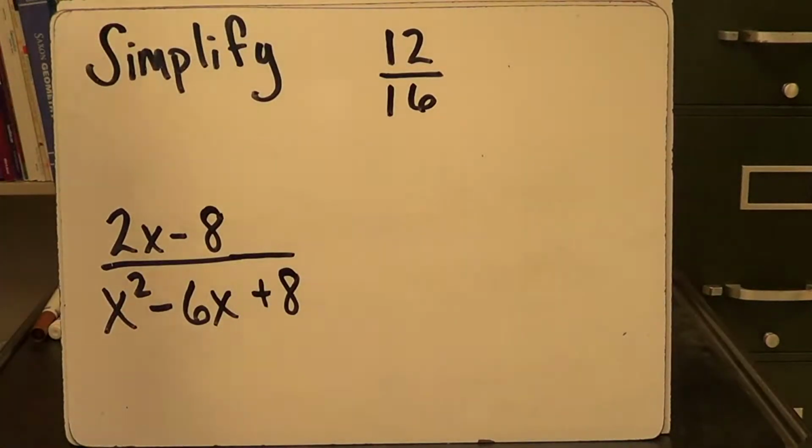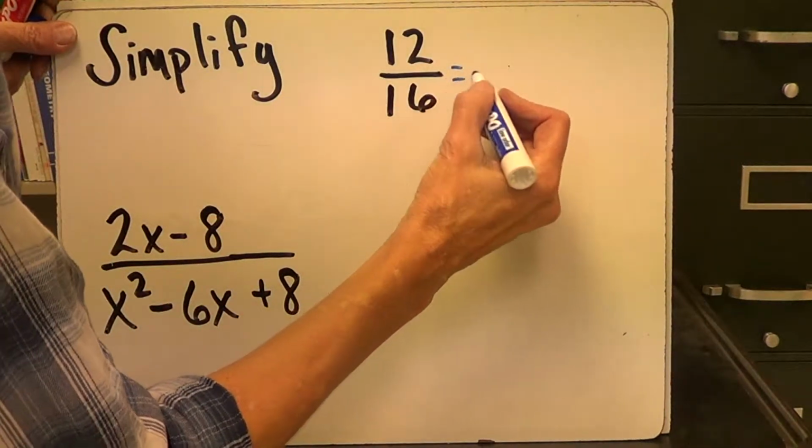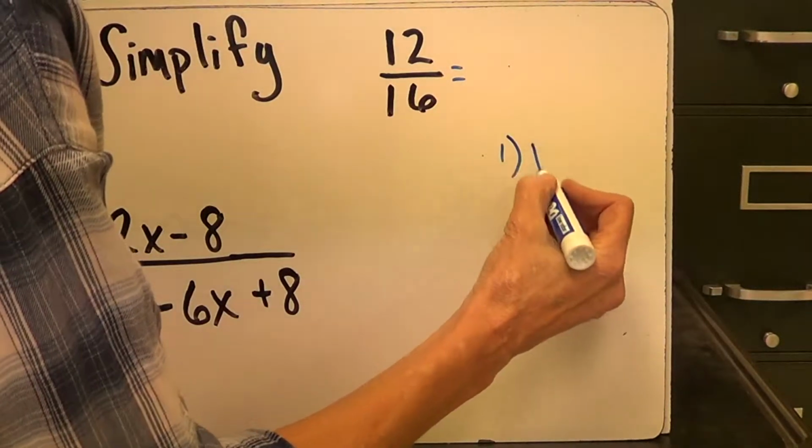First off, we need to make sure that we're adequate at reducing or simplifying any of these fractions. And let's think back to when we did fractions. To simplify this, we would factor first. So number one is factor.